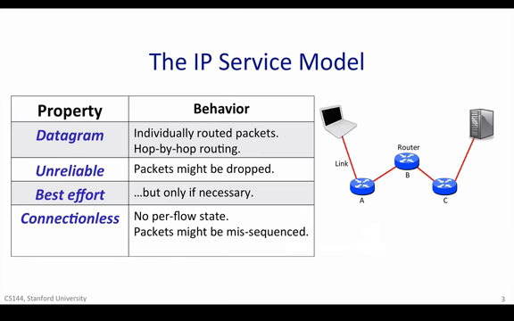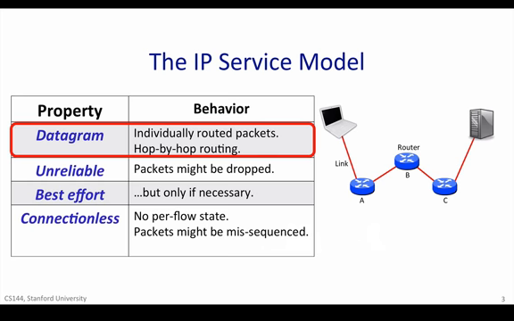The IP service can be characterized by four properties listed here. It sends datagrams from end host to end host. It is unreliable, but makes a best effort to deliver the datagrams. The network maintains no per-flow state associated with the datagrams. Let's take a look at each one of these in turn as listed in the table.